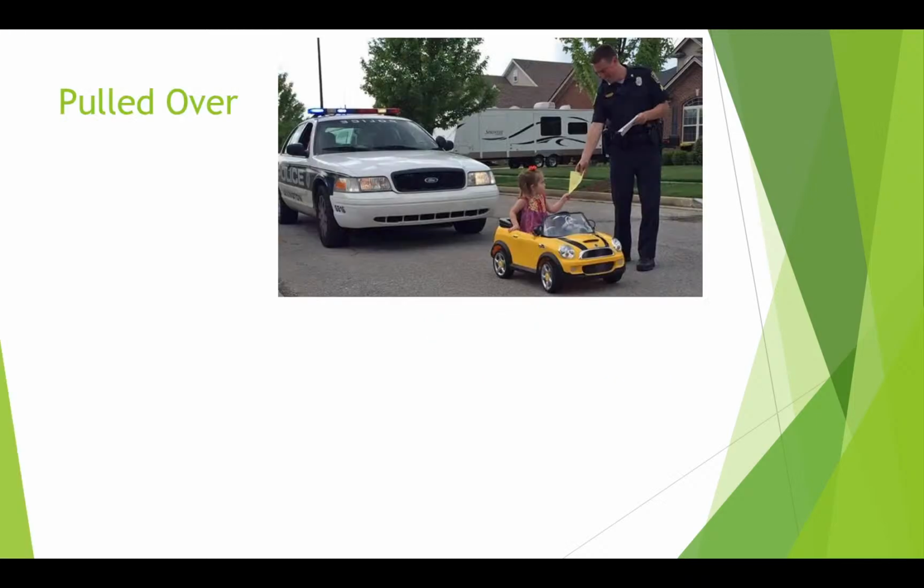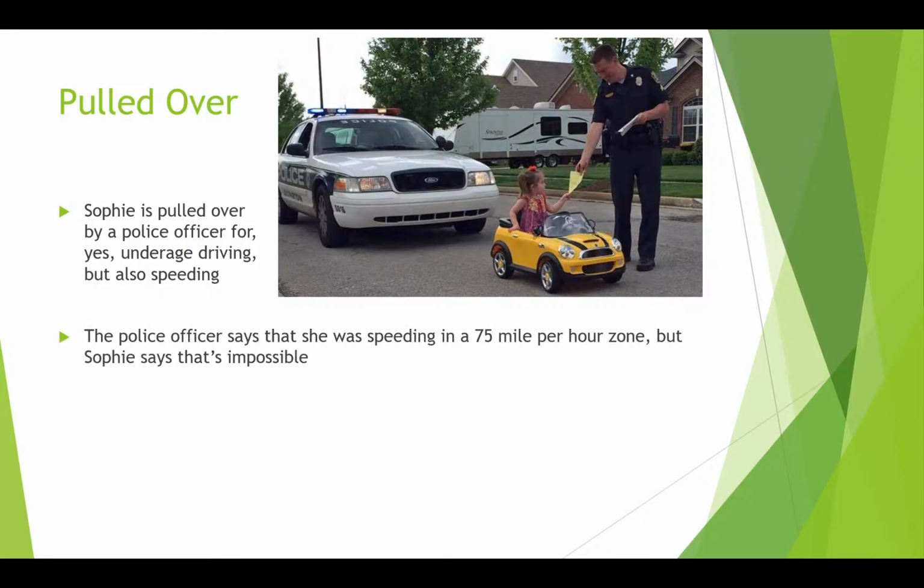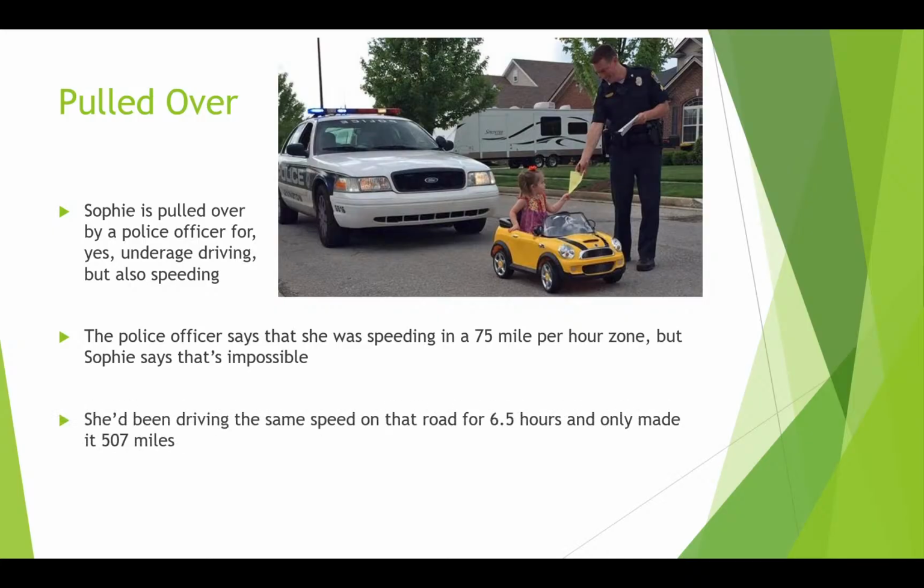Here we go. Pulled over. Sophie is pulled over by a police officer for, yes, underage driving, but also speeding. The police officer says that she was speeding in a 75-mile-per-hour zone, but Sophie says that's impossible. She'd been driving the same speed on that road for 6.5 hours and had only made it 507 miles. She went 507 miles in 6.5 hours, and she never slowed down or sped up. How fast was she going? Was she really speeding?